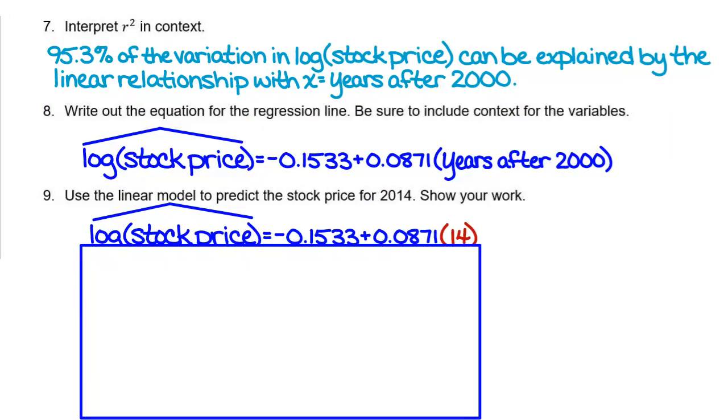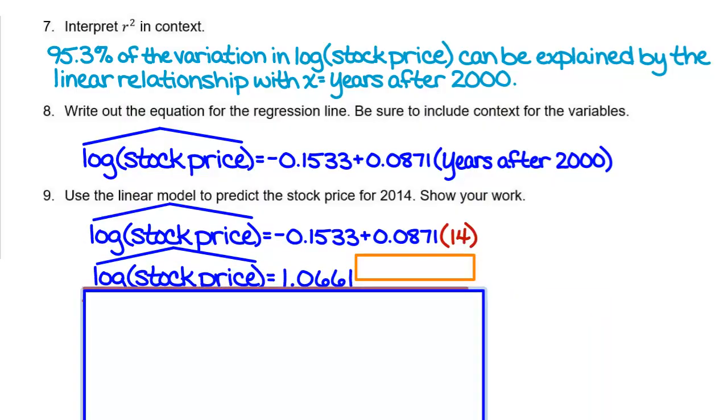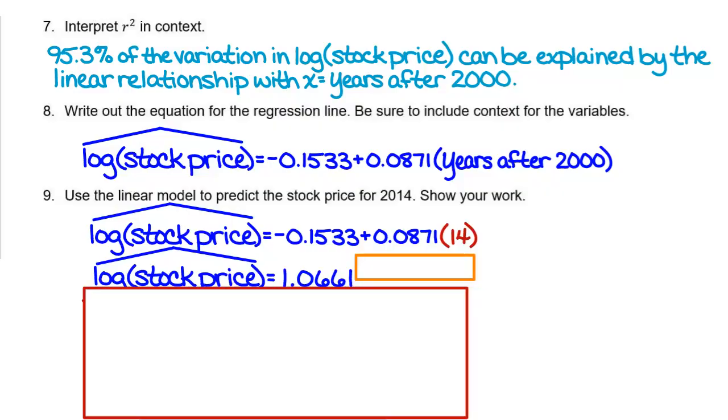Went to a different screen. There we go. So we're going to plug in 14. When you put the right-hand side of the equal sign into your calculator, what does it give you? 1.0661. Perfect. Now, let's see who remembers what to do with this. I have log of my y variable equals this. What can I do with that?